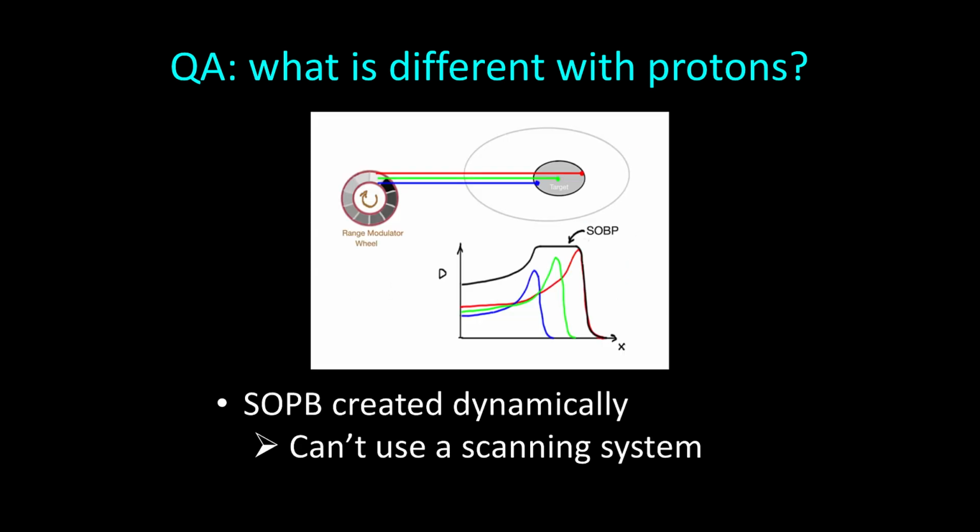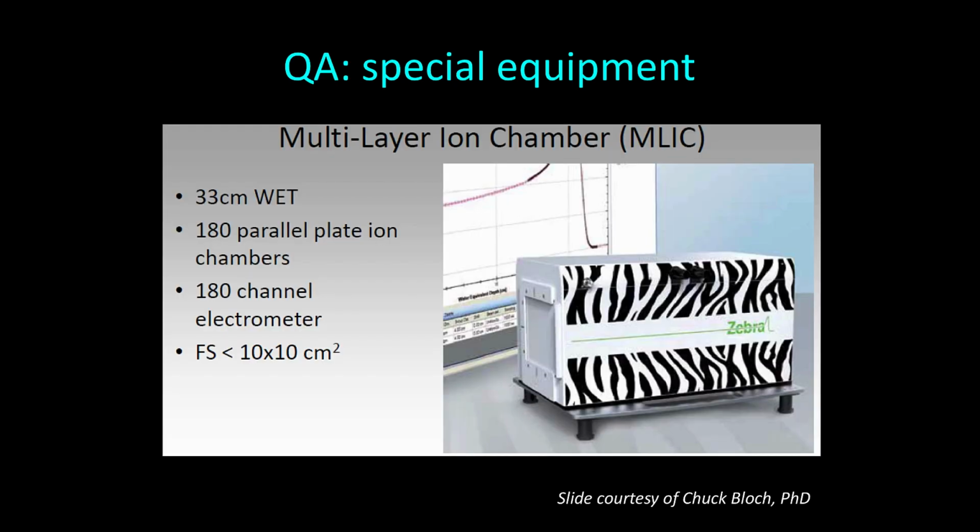Also, as we discussed, this SOBP is created dynamically with a spinning device, and so you can't typically use a scanning system. The normal way we would acquire data might be to put a water tank in the beam, move a detector around through the radiation field and measure it. Well, that doesn't work if your beam is moving dynamically. So there is specialized equipment used in proton therapy QA.